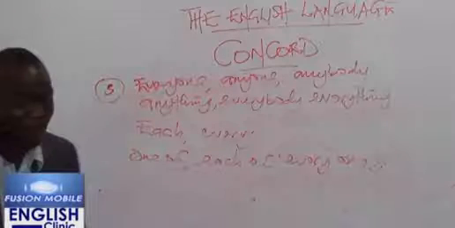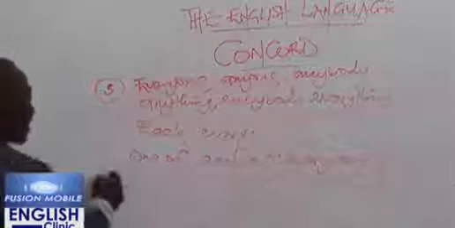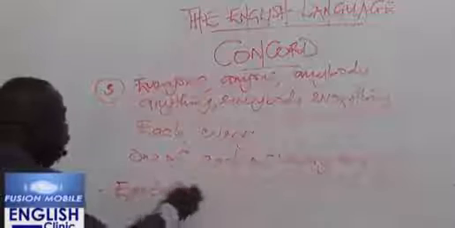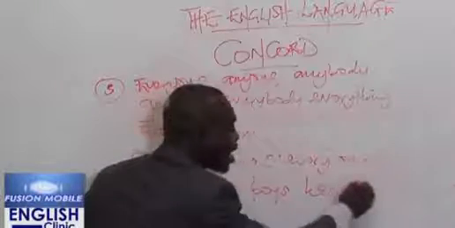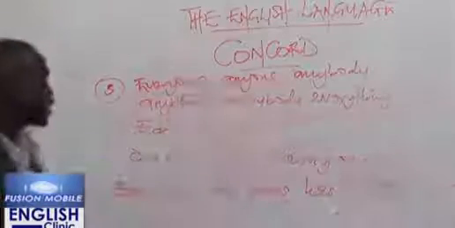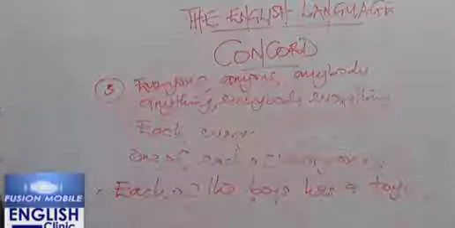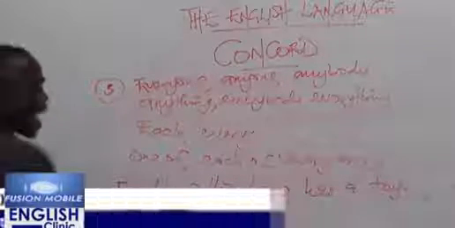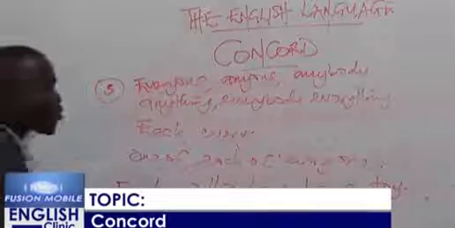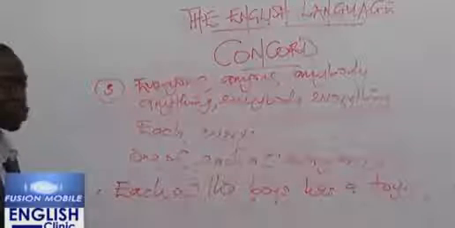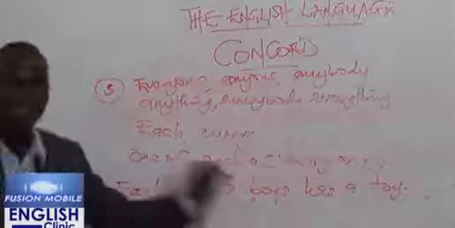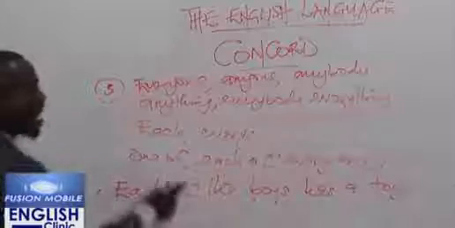Now let's give some examples on this. Look at this example: each of the boys has a toy. We don't know the number of boys we are talking about. Let's assume we have 10 boys, and the expression says each of the boys. So we are talking about every one of the boys. So we are saying that every one of the boys has a toy.